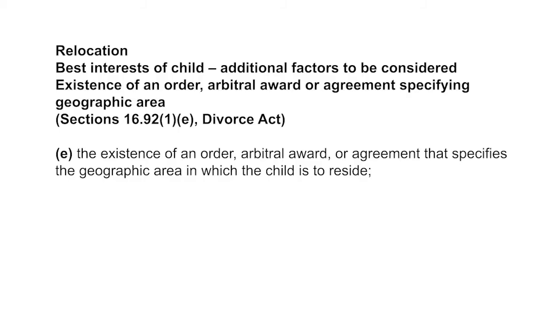Absolutely. So then subsection E talks about the existence of an order, an award, or an agreement specifying a geographic area. So as you referenced before, Russ, usually when we do separation agreements, we try to put in some language about moves, whether they're allowed. For instance, if we know that one party may or may not be thinking about a move, we may already have put parameters into an agreement or into a court order about that. So this is not meant to upend those existing agreements or orders. Really, it's meant to assist when there isn't language and when we need additional input or information from a judge.